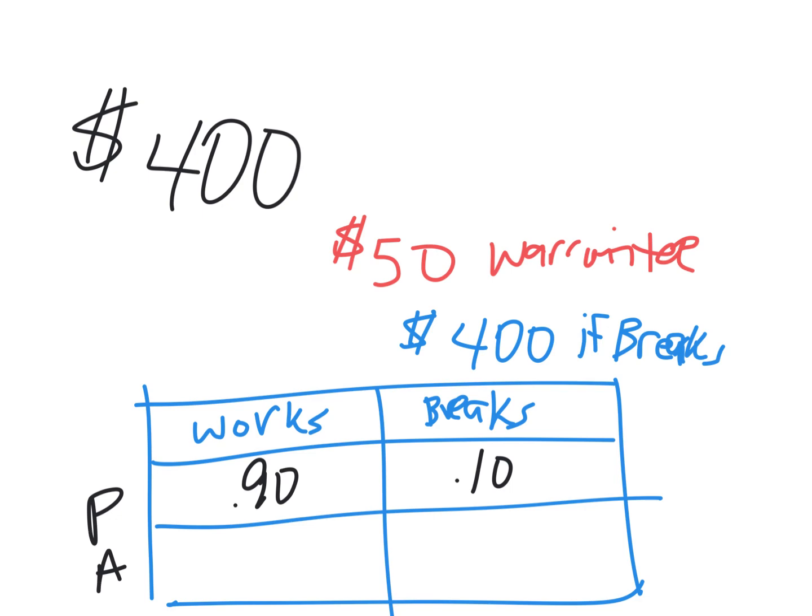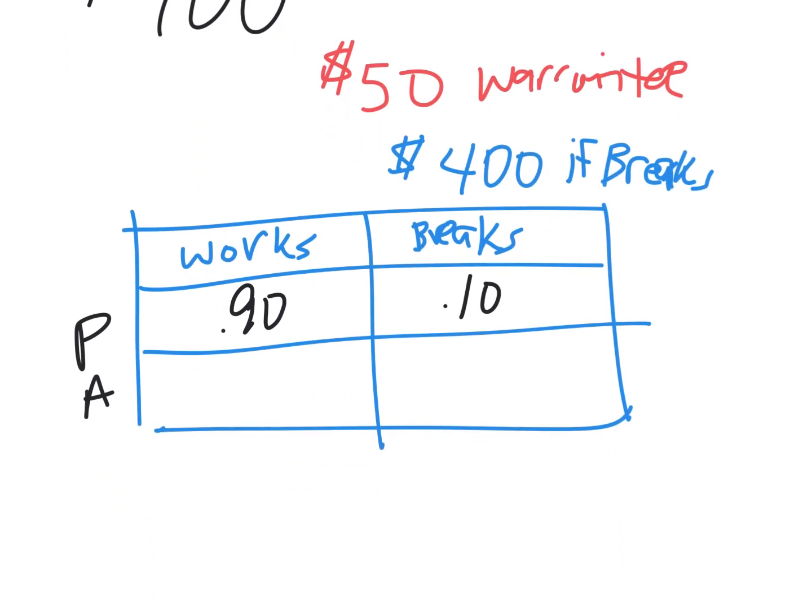And the amount you get? My TV's working, give me money. That doesn't make any sense. My TV broke, I want my money back. That makes sense. So you get nothing if it works. You get 400 if it breaks.